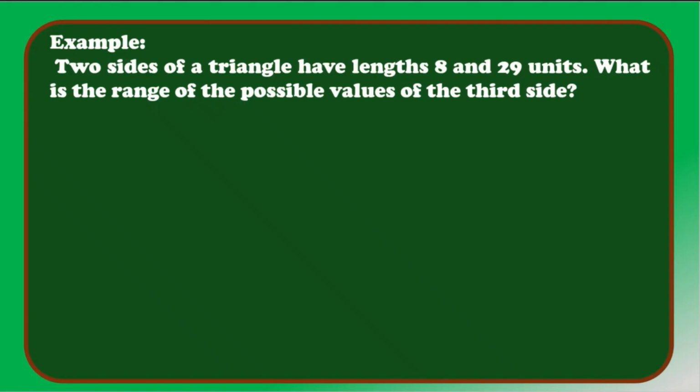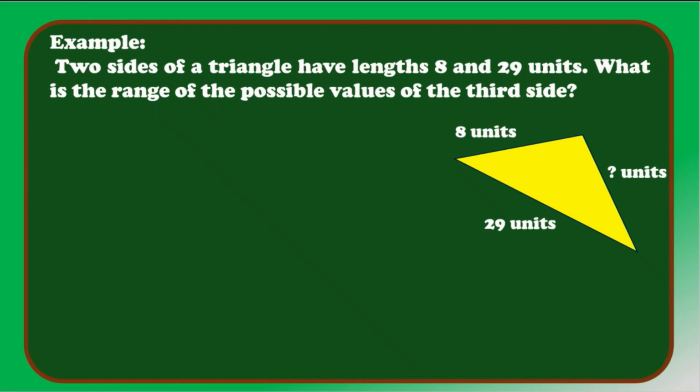Okay, now let's proceed to this example. Two sides of the triangle have lengths 8 and 29 units. What is the range of the possible values of the third side? Now, let's have the illustration.